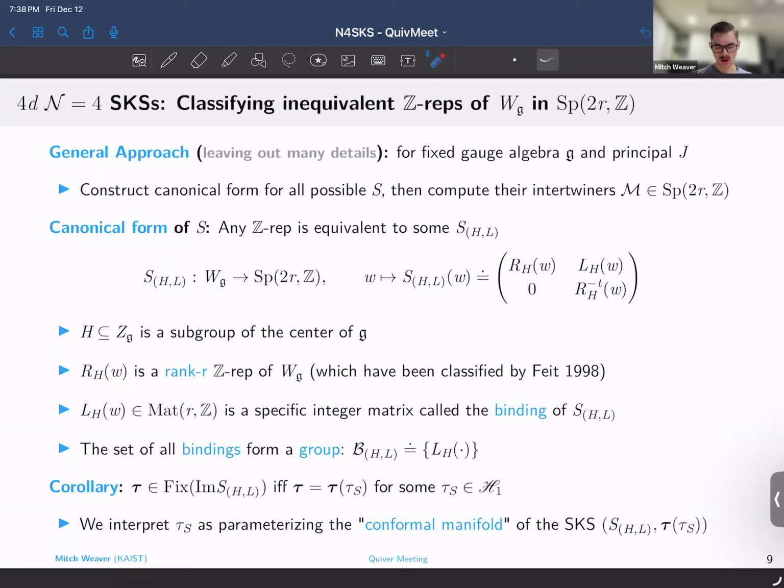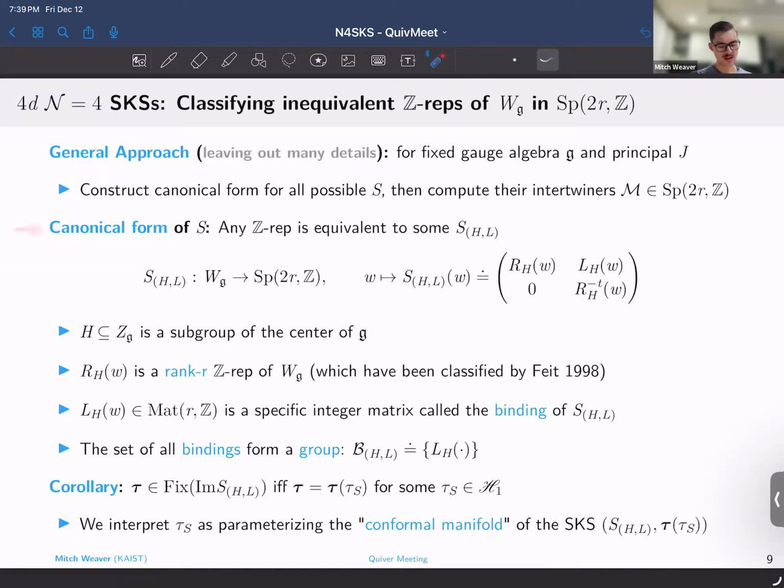And these were already classified, somewhat recently, back in 1998, by a German mathematician with the last name Veit. And L sub H here is a particular R by R integer-valued matrix, which is called the binding of S. And it turns out that the set of all bindings actually forms a group, which I'll denote by math cal B here.